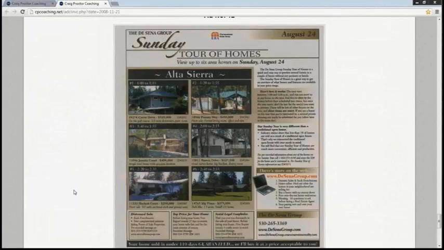Final thing I'll say about the Sunday Tour to make these ads work really well, the final thing I'll say about them is this. Where do you run them? Where do I run this tour at? Can I run it just anywhere? No, you can't. You must run it where open houses are being advertised. That's where it will do the best.